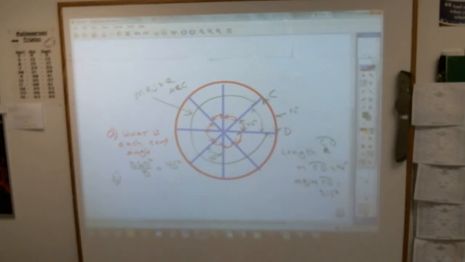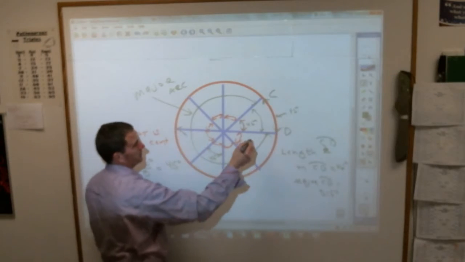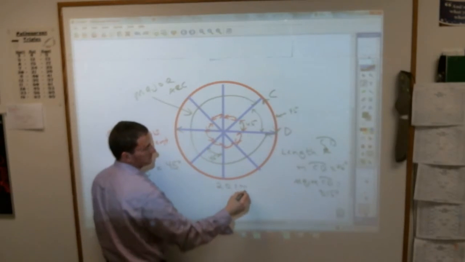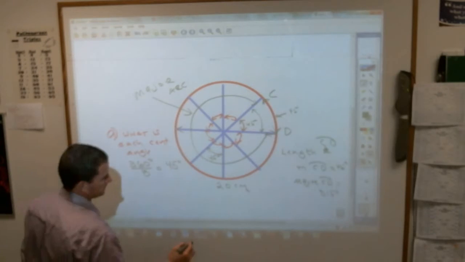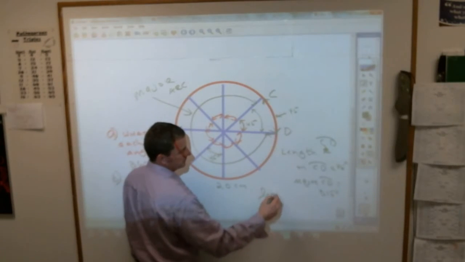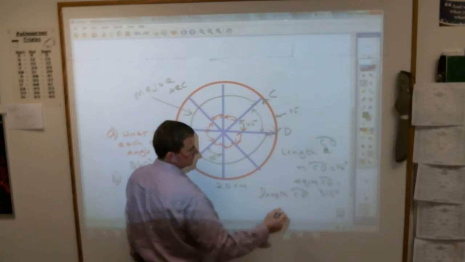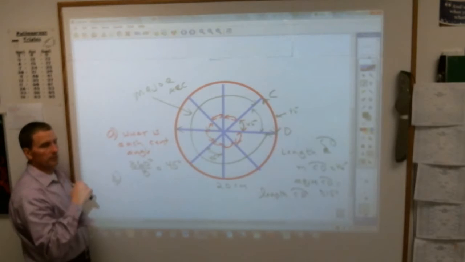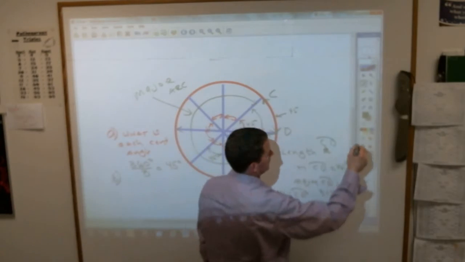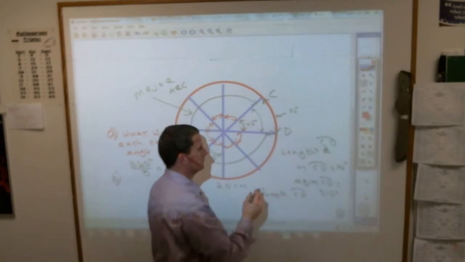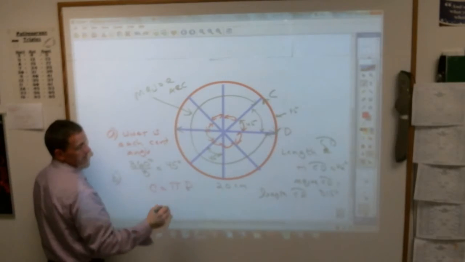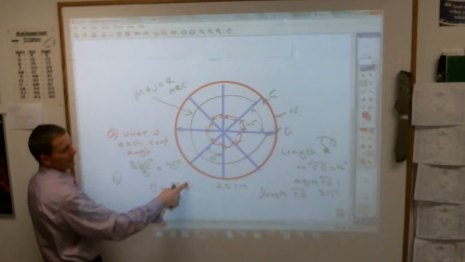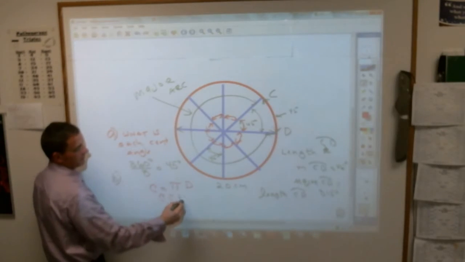315 degrees. Now, letter D asks, if the diameter of the circle is 20 centimeters, what is the length of arc CD? What is the length of CD? And again, that goes back to knowing my circumference formula, which is what? Circumference equals pi times diameter.